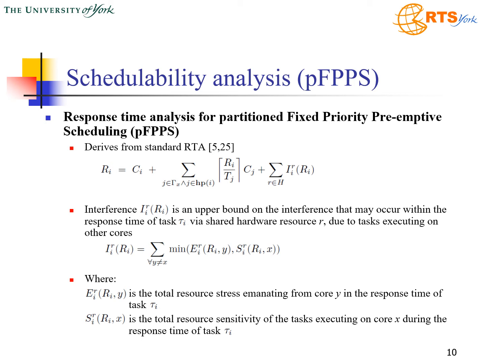And this interference term is composed of these two components, E, which is the total resource stress emanating from one of the other cores within the response time of the task under analysis, and S, which is the total resource sensitivity from tasks executing on the same core as the task under analysis within its response time.